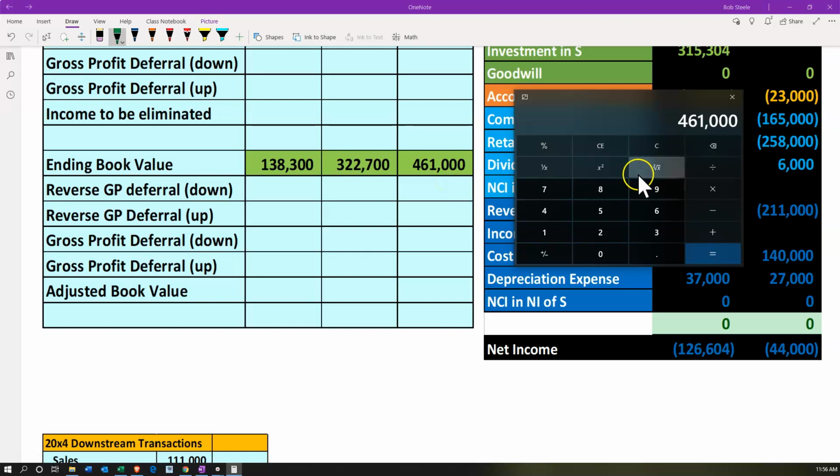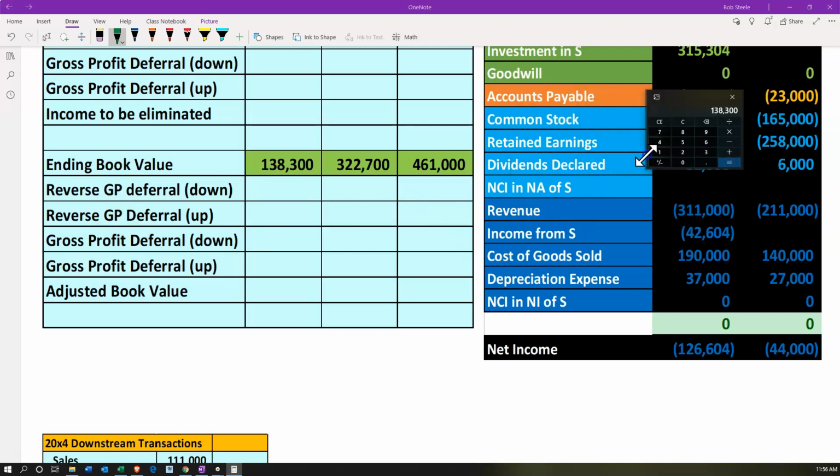That's our starting point. We're going to break that out 70-30. So we're going to take that times 0.7. That's going to give us our 322.7, and we'll take the 461,000 times 0.3, and that'll give us our 138.3. So that's going to be our starting point, and then we'll plug this information we worked up top into this worksheet.